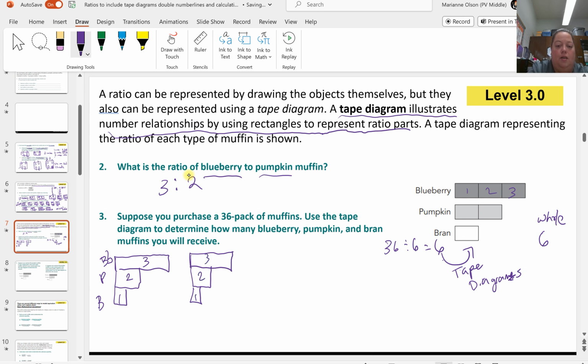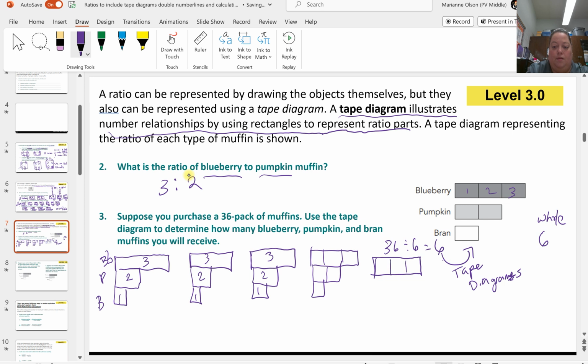3, 2, 1. 3, 2, 1. And I could divide up the rectangles, but for the sake of time, I could do this. You can too. All right, that's 1 group, 2 groups, 3 groups, 4 groups, five. All right, so now I should have 36.